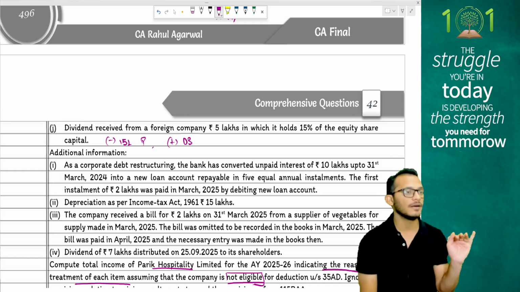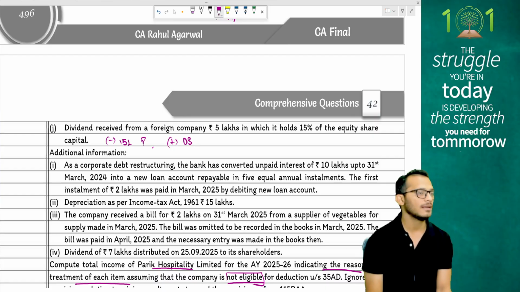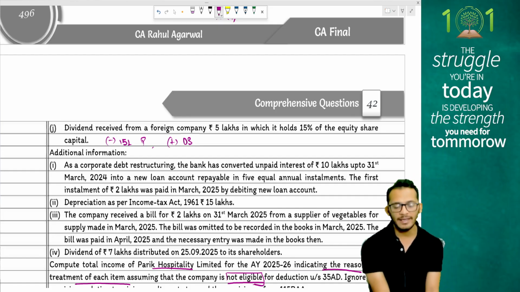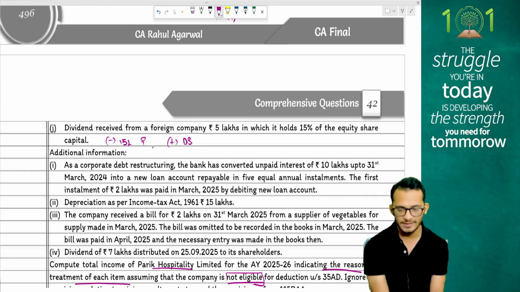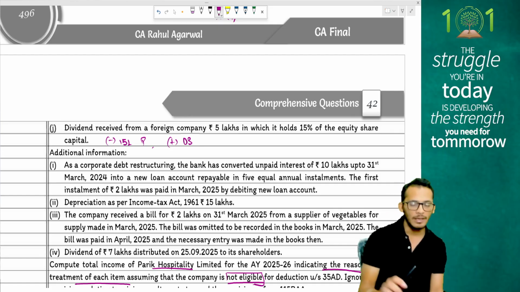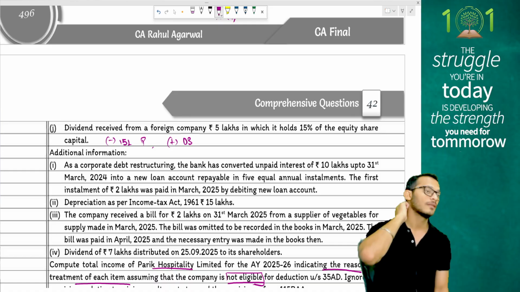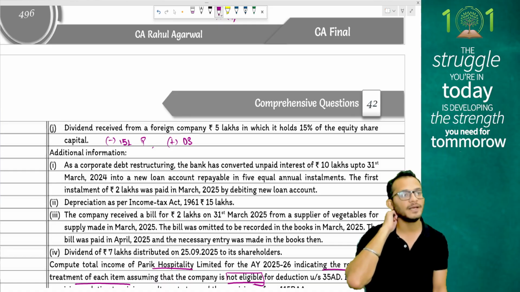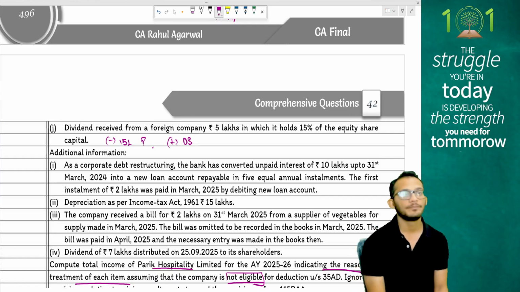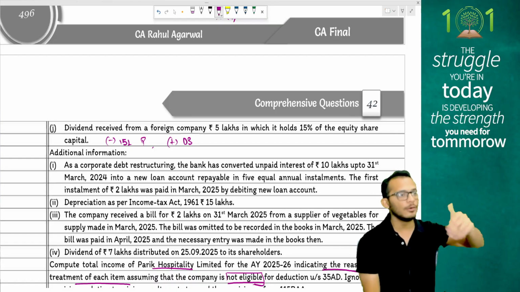Yes, people, we are done with all debits and credits. We are now moving to additional information. From here, all information given does not form part of P&L. As a corporate debt restructuring, the bank has converted unpaid interest of 10 lakh rupees up to 31st March 2024 into a new loan account repayable in 5 equal annual installments. The first installment of 2 lakhs was paid in March 2025 by debiting the new loan account. People, I had to pay interest in the past years, which I have not paid. Because I did not pay, they would have been disallowed under section 43B. Those payments have been converted into loan and now repaid.